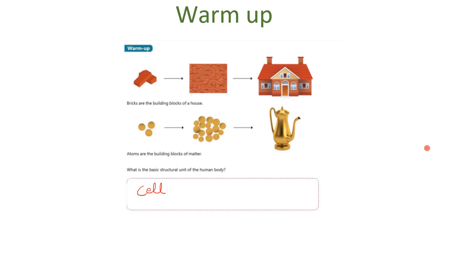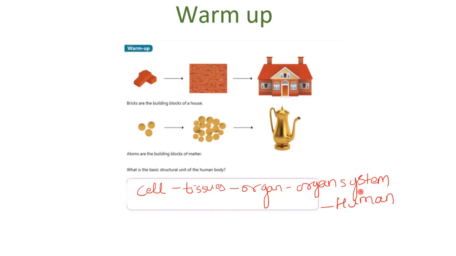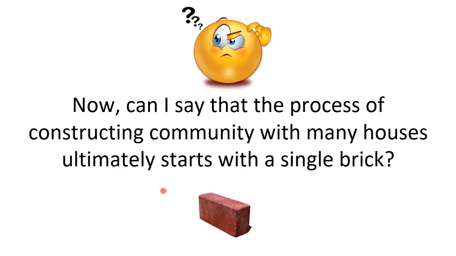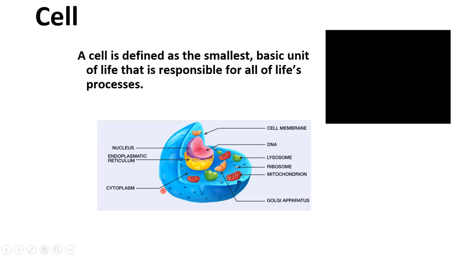In the same way, we in our human body are made up of a very tiny microscopic structure, that is the cell, which comes together to form tissues, which come together to form organs, which come together to form organ systems, and organ systems form the human being. So ultimately, like the house is made up of bricks, what are human beings made up of? Cells. Now let's see what is a cell.